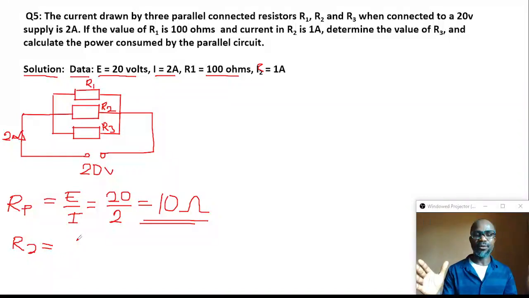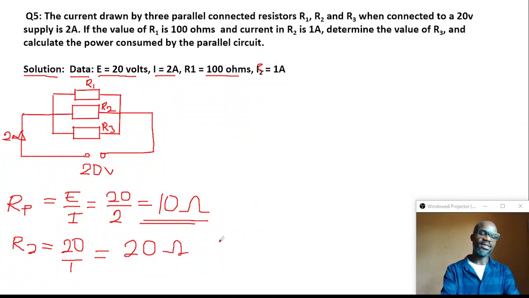R2 is equal to... the potential difference across is the same, so we use 20, but the current is not the same. We use 20 all over the current flowing in resistor 2, which is just 1. So the resistance of resistor 2 is just 20 ohms. Good, very simple. We keep it, very nice. Then we move on again.